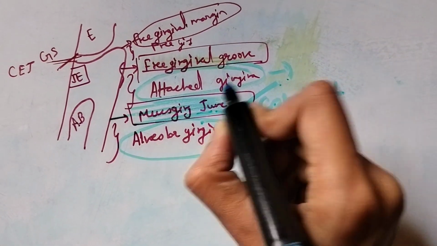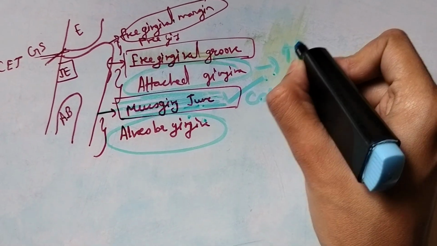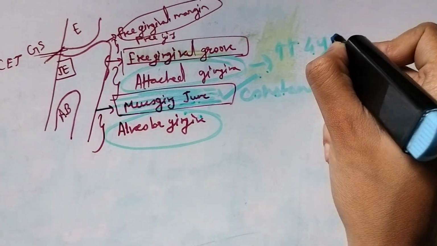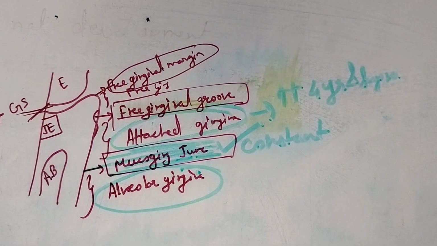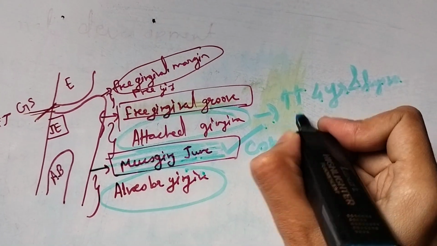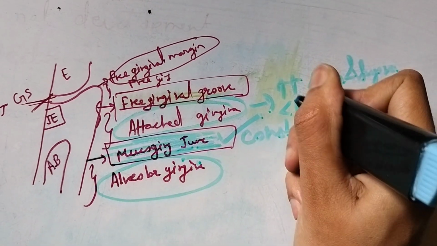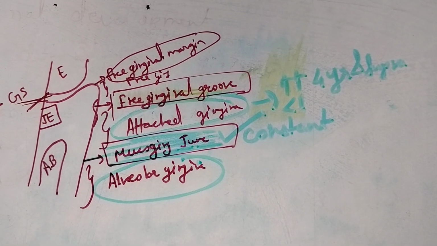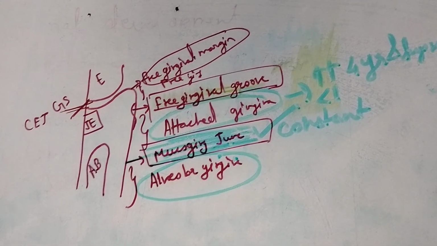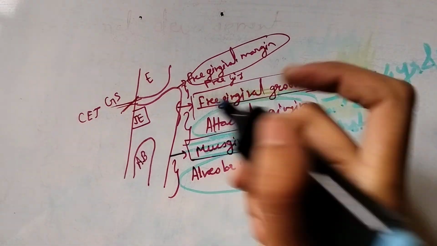In attached gingiva, the width increases up to 4 years, and in supra-eruptive cases, the minimum is 1. If it is less than 1, then there is a recession case or an inflammatory case. The marginal gingiva is present here.